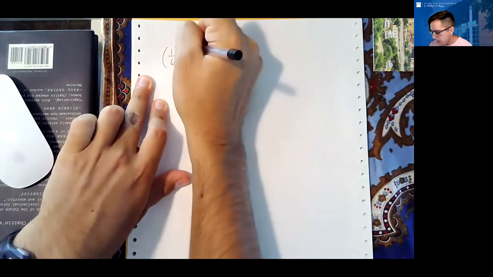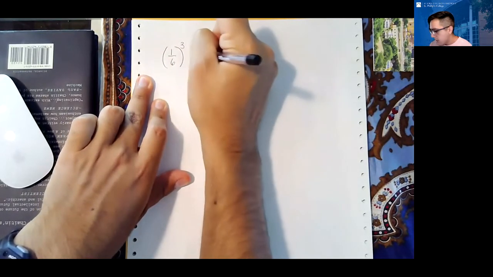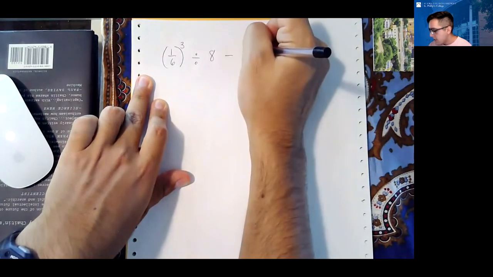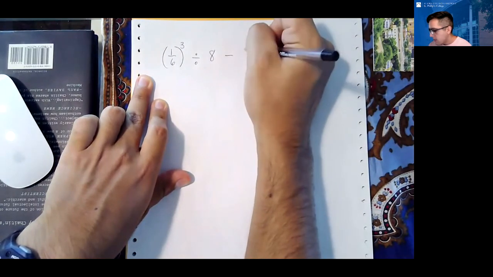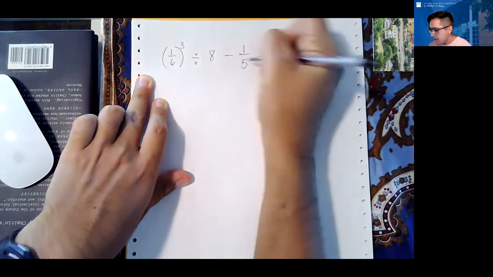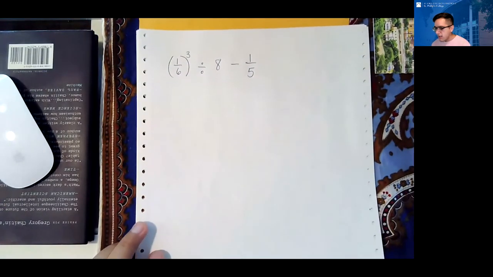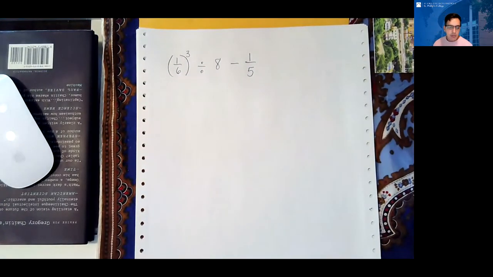1/6 to the third, divided by 8, minus 1/5. Let's mix it up, get some whole numbers and some fractions in there. Okay. Let's take a moment to write that down.